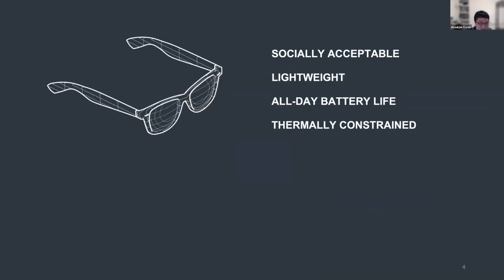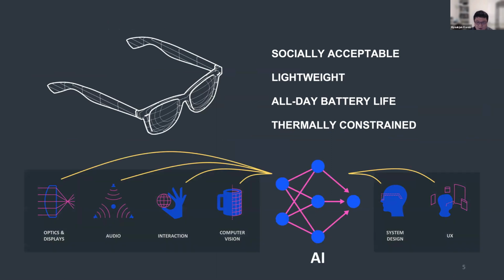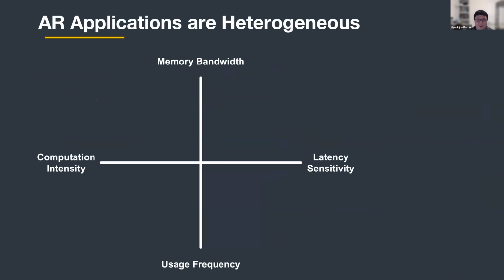Let's take a deeper dive into an example of AR glasses. AR glasses could have many applications such as optics display and audio interaction, computer vision, system design, and the UX. Many of them today are based on AI, which uses a lot of different DNN models. One feature we want to highlight is that those applications are highly heterogeneous. In this diagram, we have 4 axes, which are memory bandwidth, computation intensity, usage frequency, and latency sensitivity, which show the characteristics of each workload for each subtask.